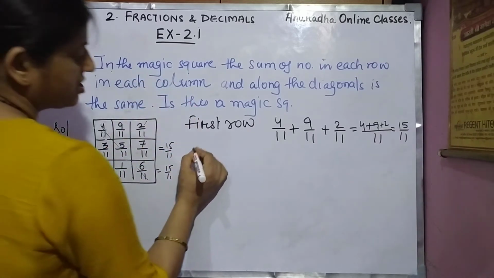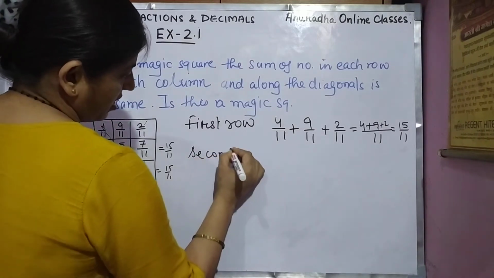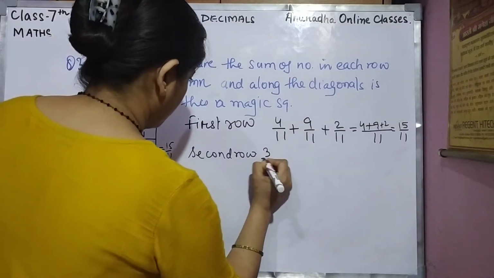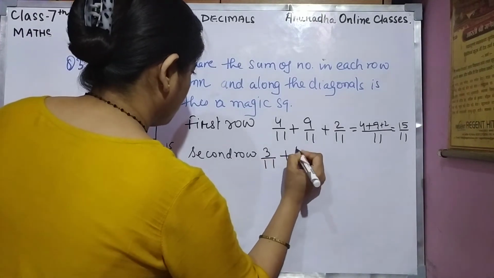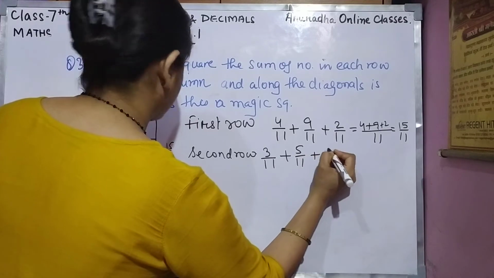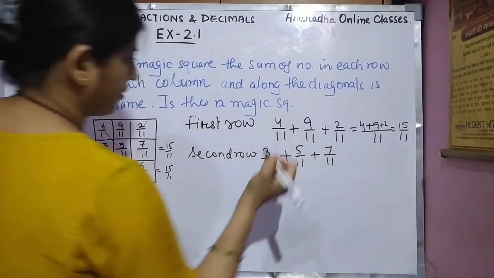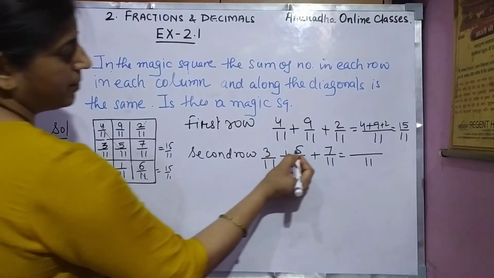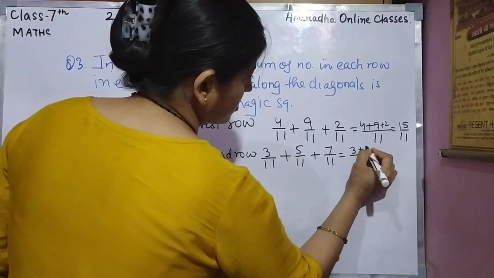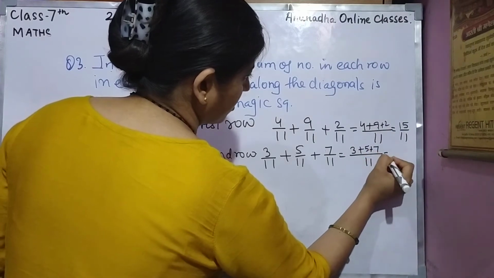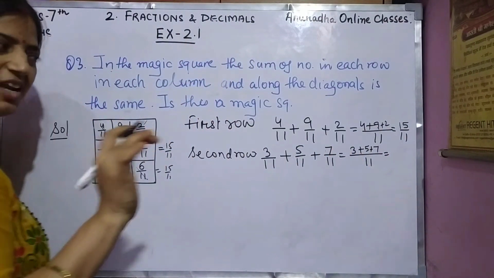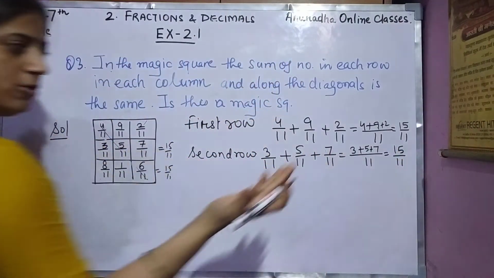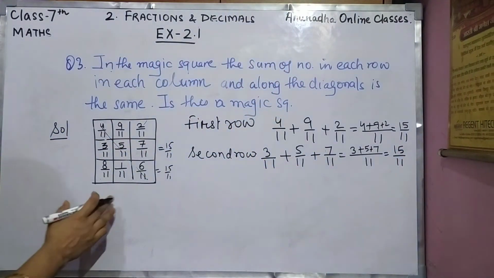Let us see the second row. Now see, the second row is 3 upon 11 plus 5 upon 11 plus 7 upon 11. Now what will we get? Here the denominator is 11. 3 plus 5 plus 7 is equal to 7 plus 3 is 10, and 10 plus 5 is 15. 15 upon 11. Here also we get the same answer.